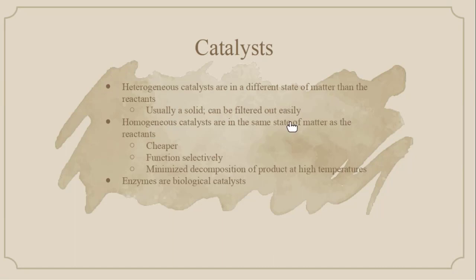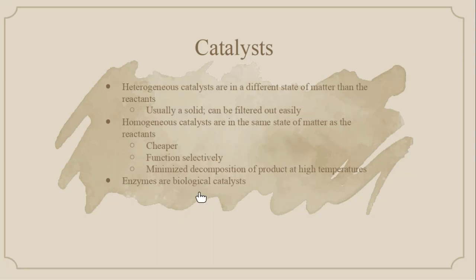And then homogeneous catalysts are in the same state of matter as the reactants. So if the reactants are gases, the catalyst will also be a gas if it's a homogeneous catalyst. And these are good because they're cheaper. They can function selectively. So if you just wanted to function on one step of the mechanism, the one we really care about is the rate determining slowest step. And then it minimizes the decomposition of product at high temperatures. So it increases our yield.